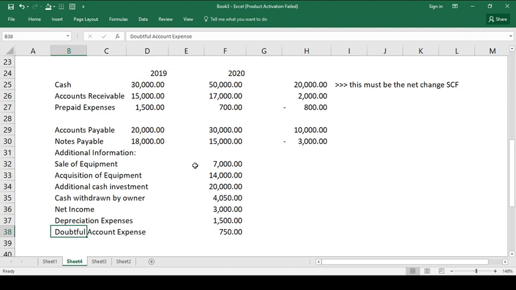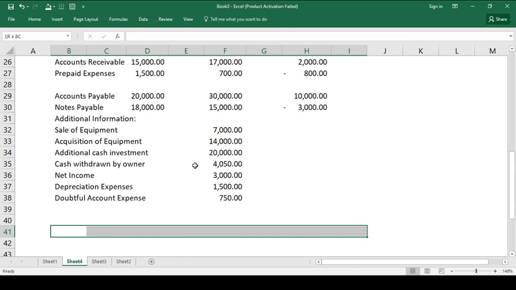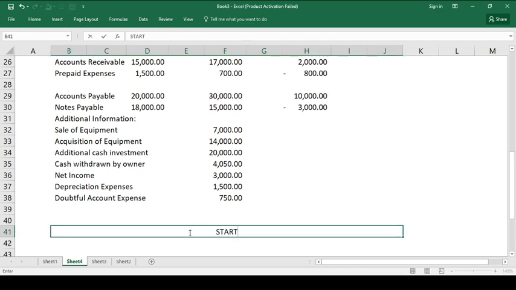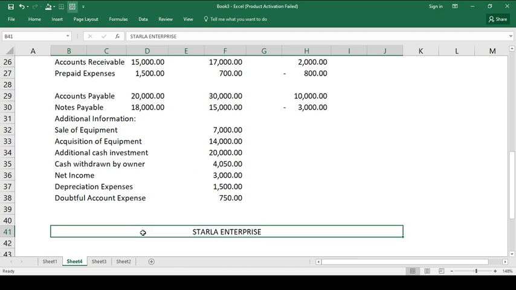Based on the information provided, let us prepare the statement of cash flow using the indirect method. So, gawin na po natin. So, una, again, no, we will begin with the heading. Anong sabi sa heading? Okay, that is Starla Enterprise. Yun po yung unang dapat ilagay sa heading. Okay, and then, sa pangalawa sa heading is the name of the statement. So obviously we are preparing the statement of cash flow.